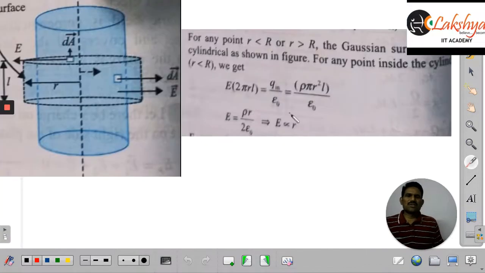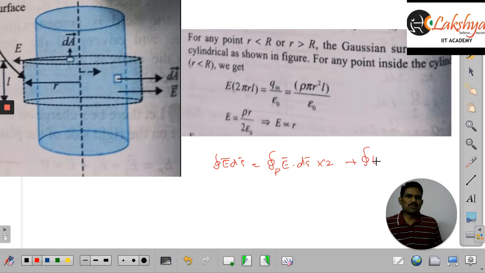And so now this derivation calculation will be there here. Inside, this is the calculation. Actually we need to write this: the total flux is nothing but the integral of E bar dot dS bar, which we can write as the flux through the plane surfaces, E bar dot dS bar into 2 because two planes are there, plus the flux through the curved surface, E bar dot dS bar.